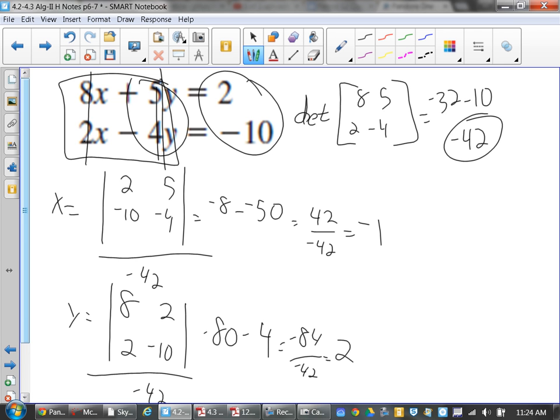Whatever your column is, x and x, y and y, if you're solving for x, you put those in for x. So it's a matter of left and right. That's it. That's all it is.